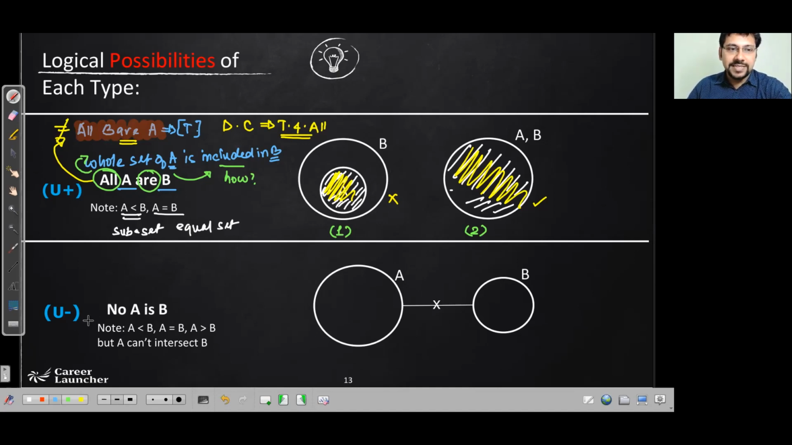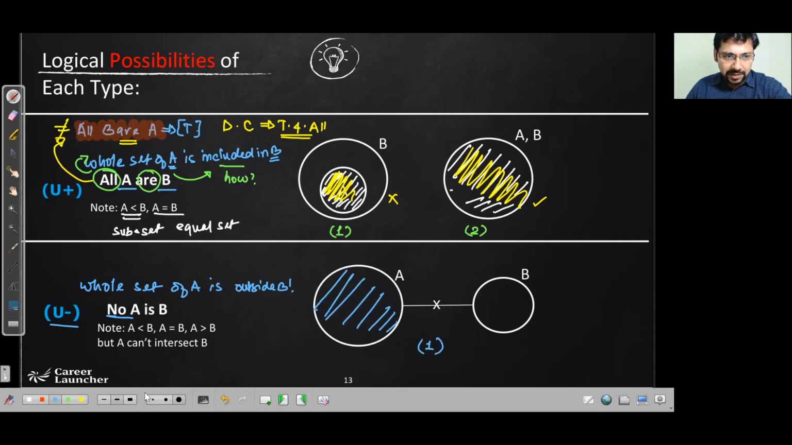Moving to the next one, if I say a universal negative, which says no A is B, now as I said, no represents a negative set and negative sets represent an exclusion. So basically you are trying to say that a whole set of A is outside B, and there is only one possibility in this case particularly.